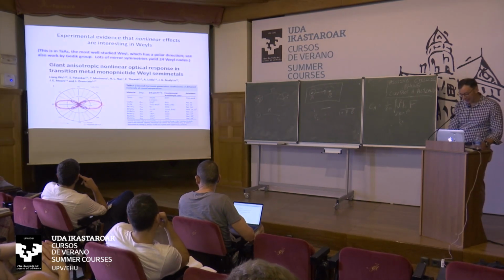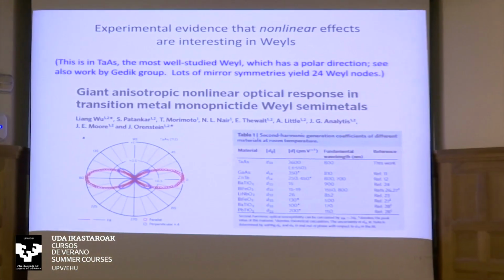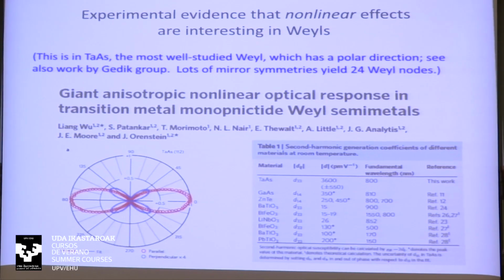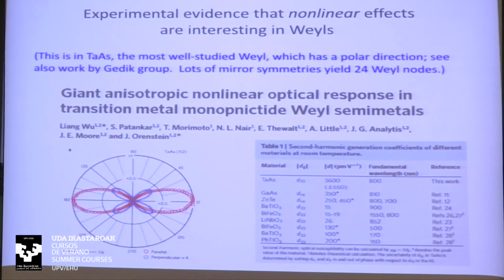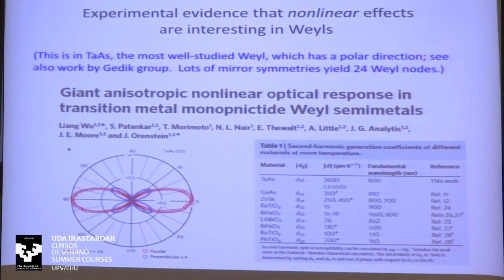So the good news is that there is an enormous observed nonlinear optical response in Weyl semimetals. The slightly bad news is it's not exactly the one we predicted, and it's not in the material that we want people to look for. It's not the quantized one, and it's not this right circular versus left circular one. This is actually tantalum arsenide. This is kind of the Weyl semimetal that everyone likes to study, the first one studied in detail.